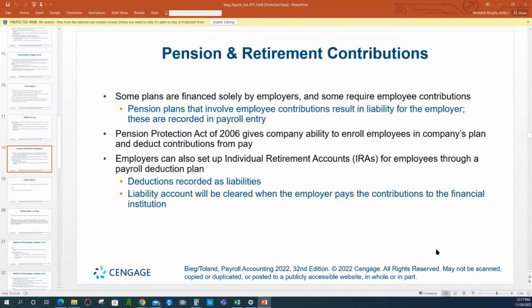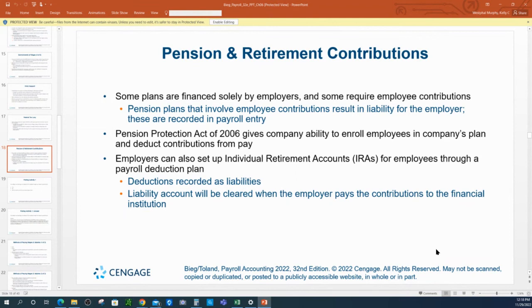There are certain types of plans. Certain plans, it's up to the employer whether they want a plan that allows employers to contribute as well as employees, or if it's only the employees, or maybe even only the employers that are going to contribute. Obviously, if the employee contributes, then that is going to be another credit in this initial journal entry. So that's going to be part of the credit because it's an amount that's going to be withheld.